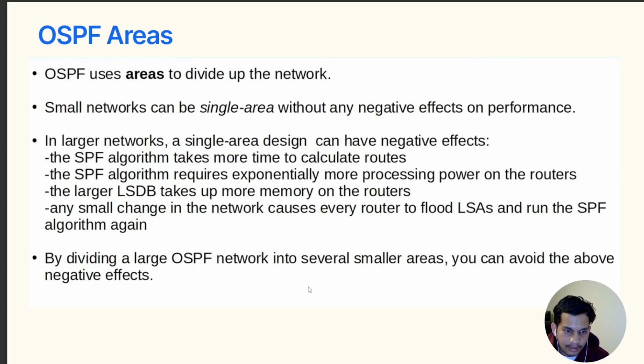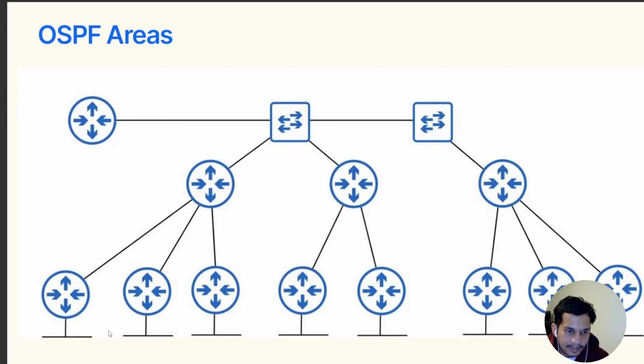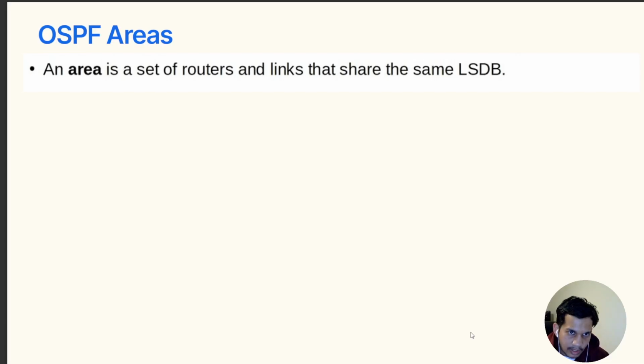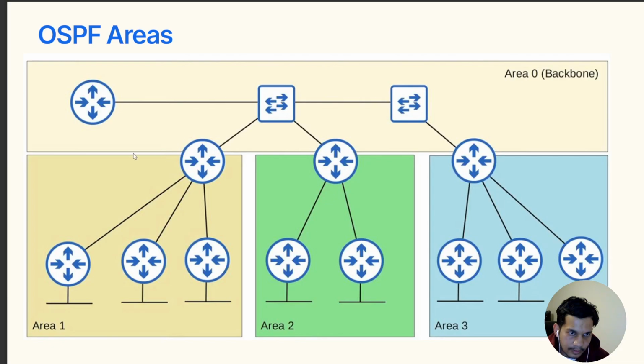To avoid this, you divide the OSPF network into smaller areas. Let's take an example. This is a big, large network over here, and now I'll divide it into 4 different areas: area 0, area 1, area 2 and area 3. There are some rules for this. An area is a set of routers and links that share the same LSDB. So these are 4 different areas, and each router within an area will share the same LSDBs and LSAs.